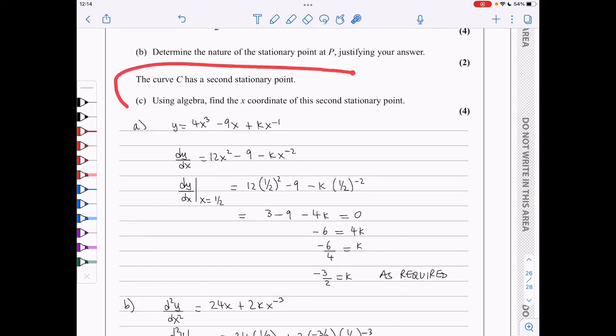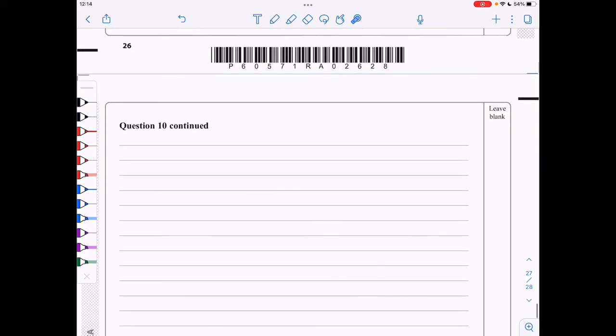Part C, we've got a second stationary point, and using algebra, we need to find the x-coordinate of this second stationary point. Now, we're looking for a stationary point, so we're still trying to solve dy dx is 0. So the expression for dy dx was 12x squared minus 9 minus 3 over 2 x to the minus 2, because we know the value of k now. This means that 12x squared minus 9 plus 3 over 2x squared is equal to 0.